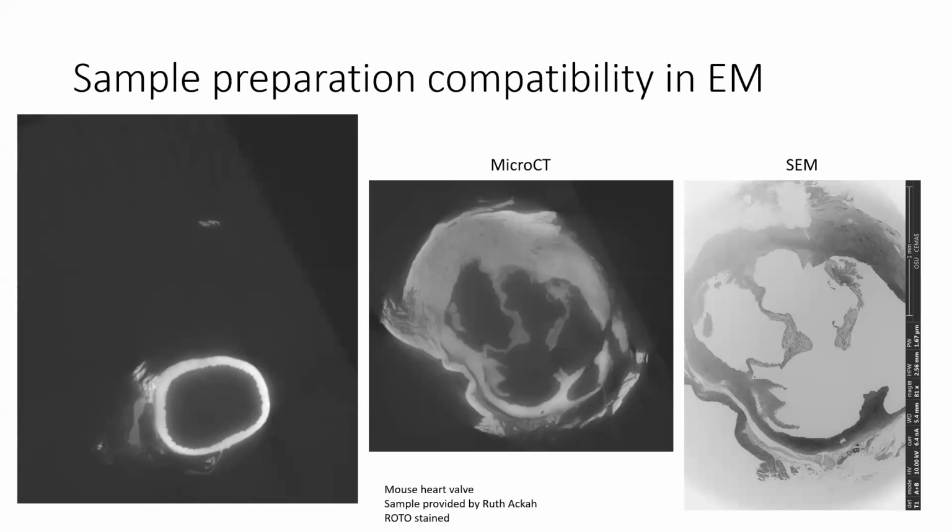That middle image is one of the frames from the fly-through that we just looked at. And I like this particular frame because I cut into the block face and smoothed it and imaged it in SEM, which is the image that you see on the right. And I can match that. I can find that plane so I can correlate the microCT data set to SEM.